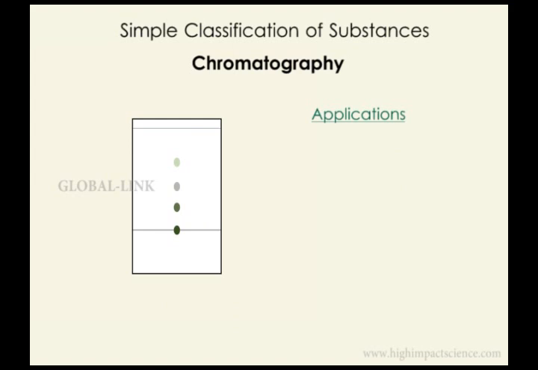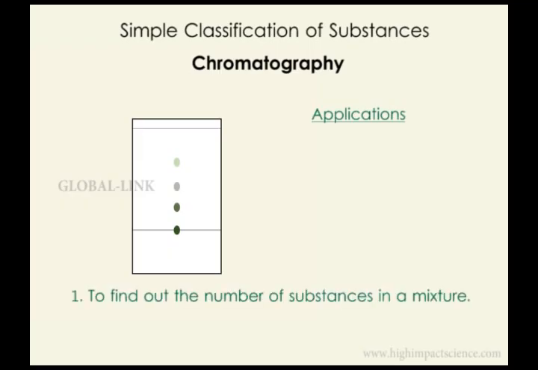Chromatography is used in three things. First, to find out how many substances are in the mixture. In this case, we said it's 3 because we had 3 components. Secondly, to check for purity of substances. Pure simply means it contains only one substance. So if it separates only into one spot, then it's a pure substance. Ours was not pure. And lastly, to identify the substances.